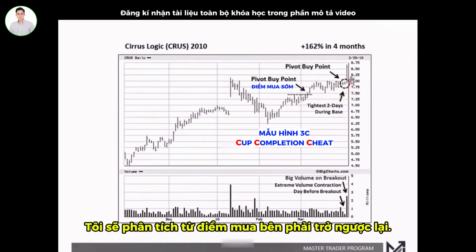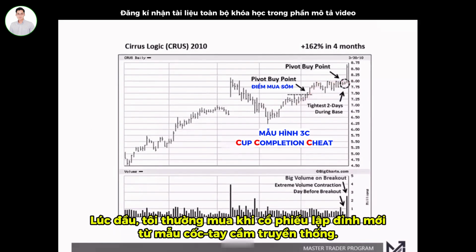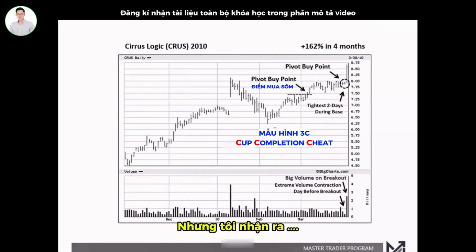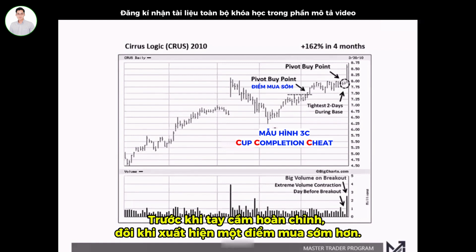We're going to kind of go backwards from the buy point on the right side, and I'll just give you a quick history on this. I started off buying stocks coming out of these bases, and most of the time they were going into new high ground. I was buying them off of cup with handle patterns, typical O'Neill type trades coming out of big cup with handles. And I started to notice that there was another little handle forming, and what looked like a buy point within the base, sometimes earlier and a little lower than the handle.